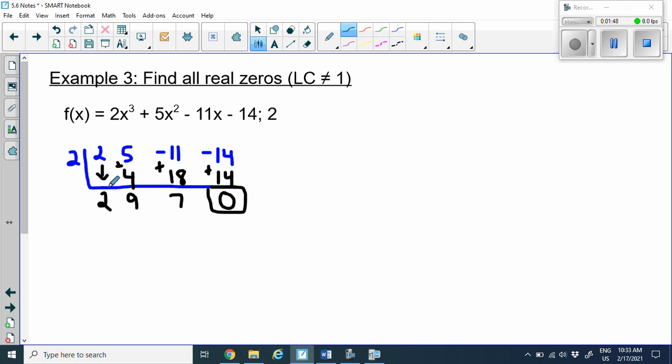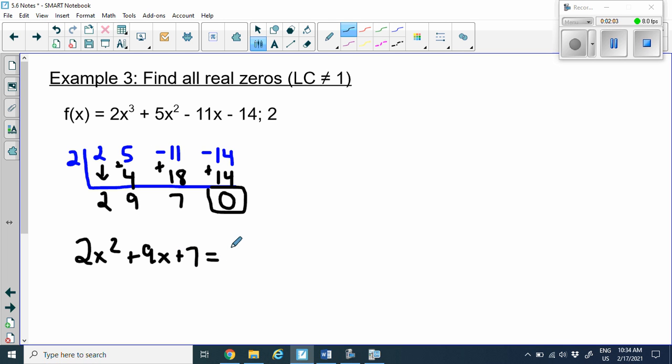Okay, so now remember we always go down 1 degree. So now I go down to x squared. So I have a 2x squared plus 9x, and then plus 7 equals 0.